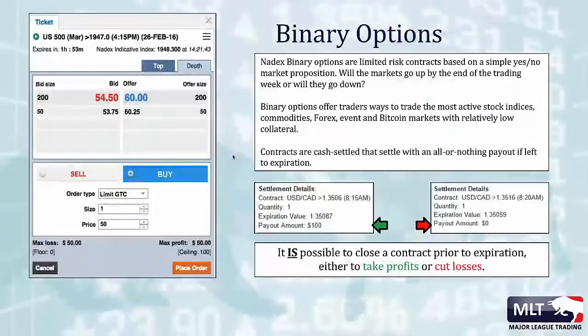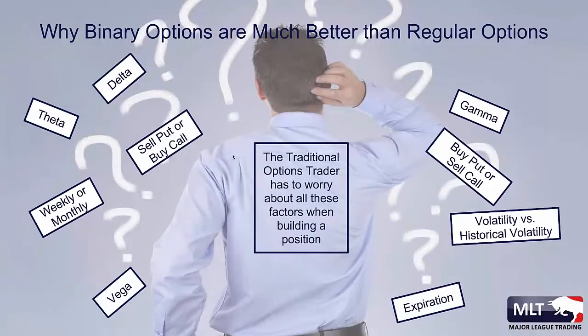Let's see here. All right, so why are binary options better than regular trading options? And once again, this is my opinion. Other people could disagree with me, but with regular options, you've got the theta, the delta. Are you going to do a weekly or a monthly? Are you selling a put, buying a call? What's the vega? Which expiration are you choosing? Is the historical volatility lower than the current volatility? Are you going to buy a put, sell a call?